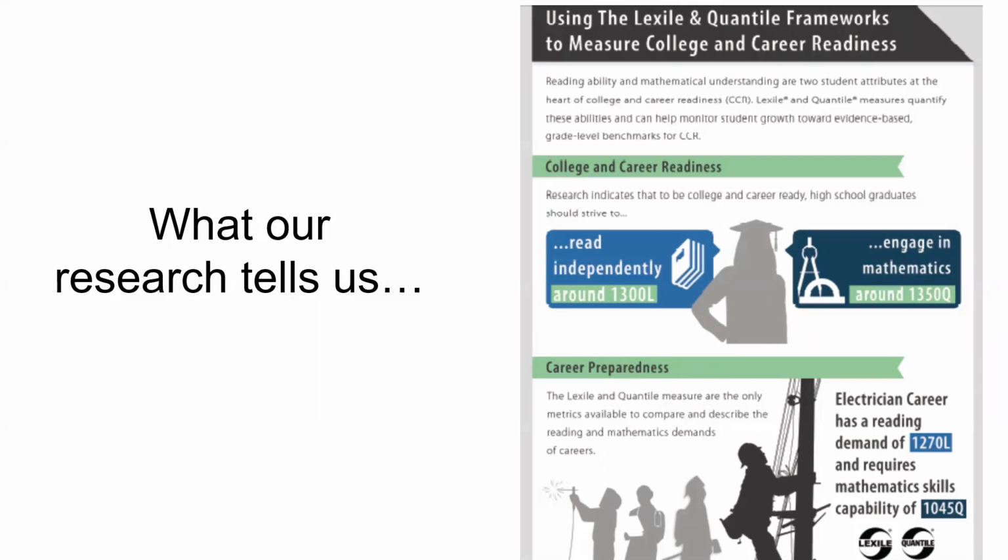And we've taken it down. The research has drilled down to this finite level, and I think it's rather finite, if you will. A student wanting to grow up and follow mom or dad in their chosen career of becoming an electrician, we know by looking at the text they will face that to enter that career, they will need to be reading somewhere around a 1270 Lexile, and they will be required to do math somewhere around a 1045 quantile measure. And I believe that quantile level is somewhere around Algebra 1, if I remember correctly.